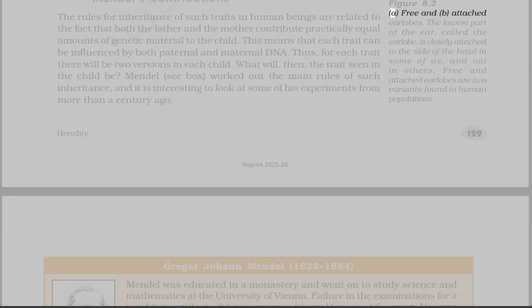Figure 8.2. A. Free and B. Attached earlobes. The lowest part of the ear, called the earlobe, is closely attached to the side of the head in some of us, and not in others. Free and attached earlobes are two variants found in human populations.